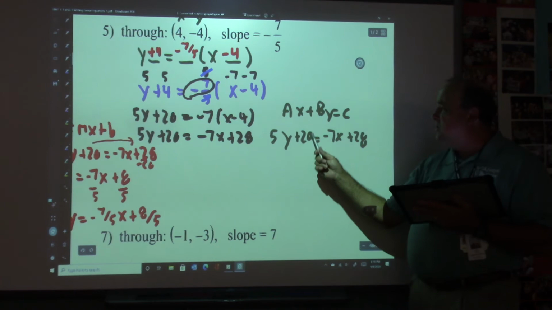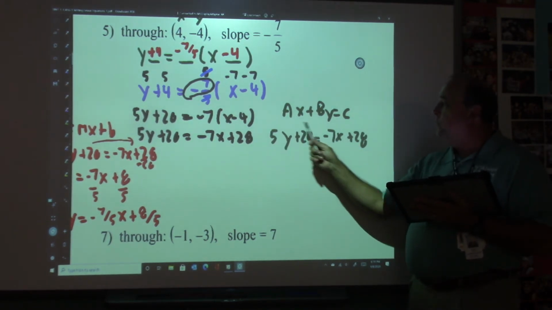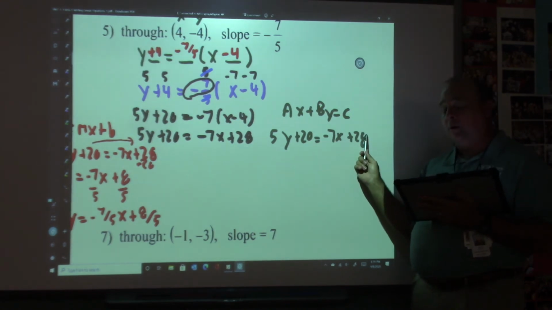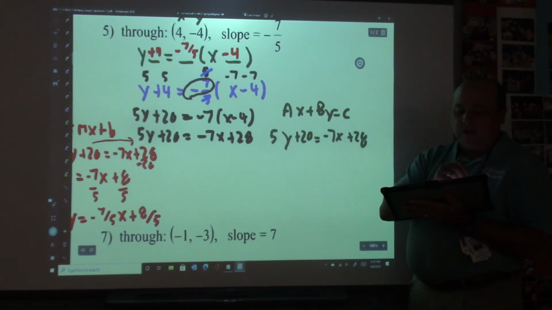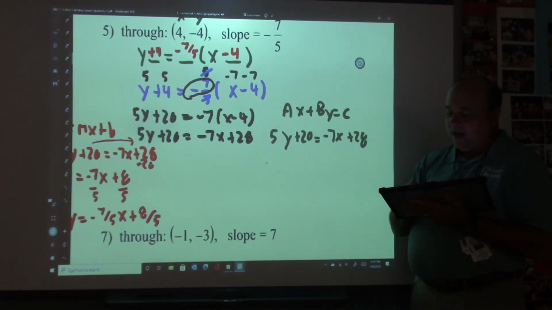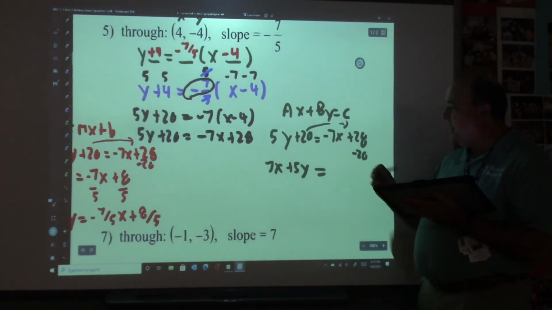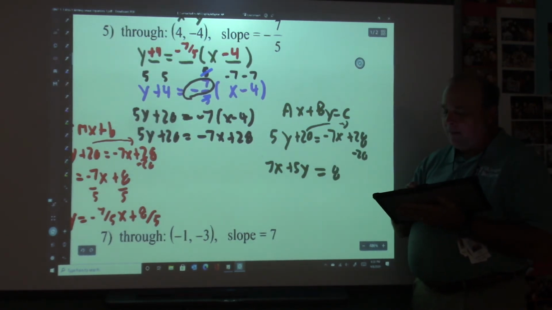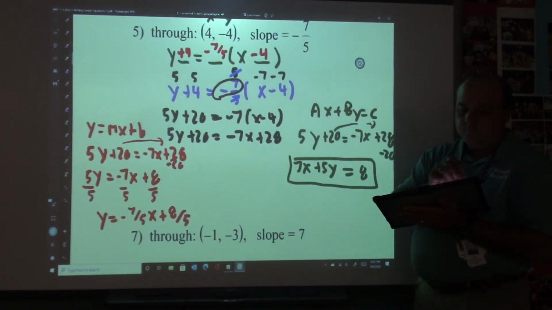Now then, for this to look like this, I got to move the x to the first and the 20 over here, don't I? So if I move the x to the left, and y'all will get the hang of this, it's going to go from a negative to a positive. So I'm going to have 7x plus 5y. Now then, subtract this 20, all in the same step. So 28 minus 20 is 8. And bam, I got my standard form, don't I? So that's my standard form.